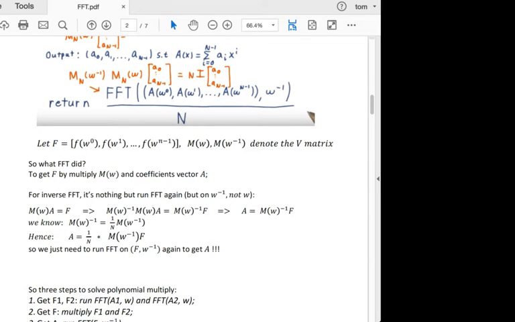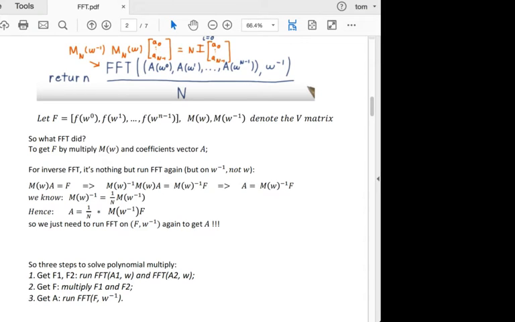So FFT is just a function, and you give a vector of coefficients and give an nth root of unity, and it returns the value domain. Basically, it does something like multiplying a matrix with a vector. So for the inverse FFT, it's not difficult at all. It just runs the FFT again, but not on omega, it's on the inverse omega. So here is the proof for the inverse FFT. In fact, it's very simple.